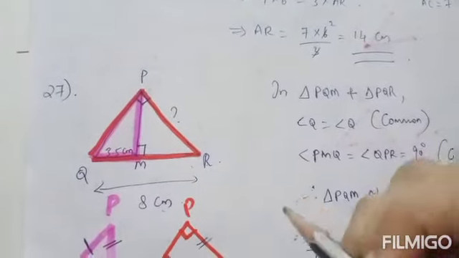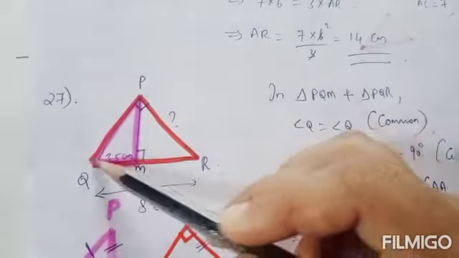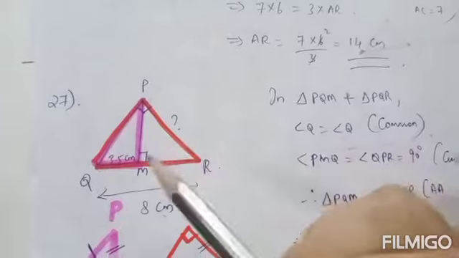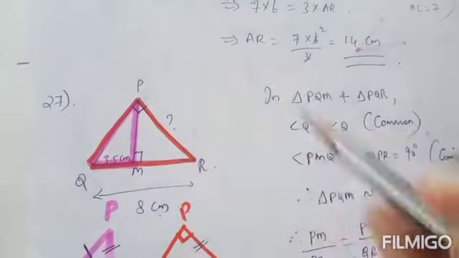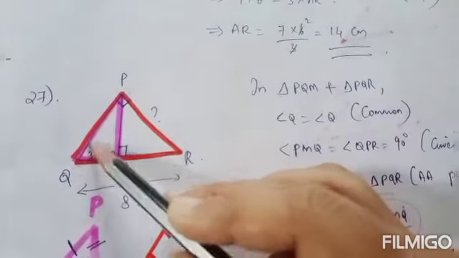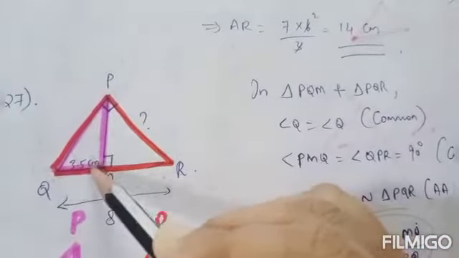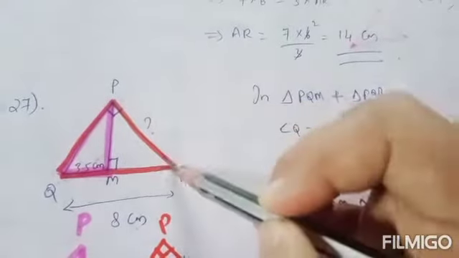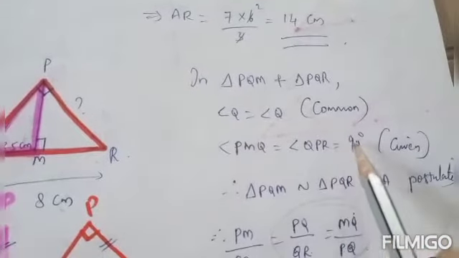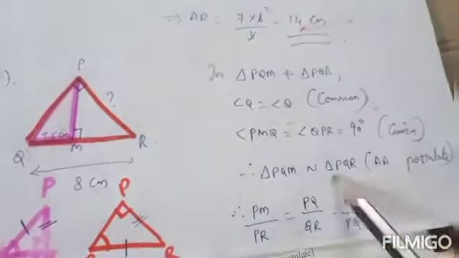So which two triangles will you take here? The side QM should come, so you can take triangle PQM. Now QR and PR, so the triangle is PQR. In triangles PQM and PQR, angle Q equal to angle Q, it is common. Now angle PMQ is 90 degrees and angle QPR is also 90 degrees. So angle PMQ equal to angle QPR equal to 90 degrees, it is given. Therefore triangle PQM is similar to triangle PQR by AA postulate.